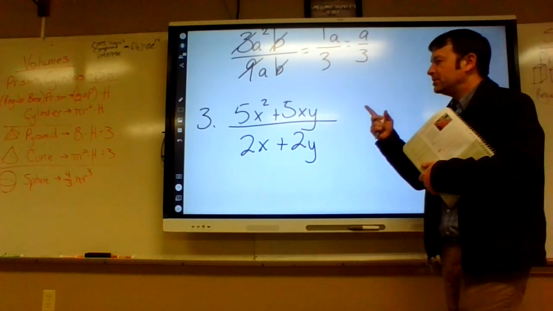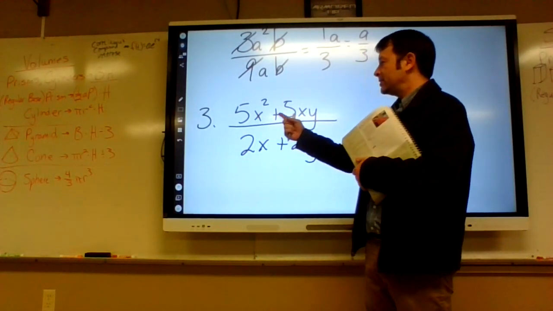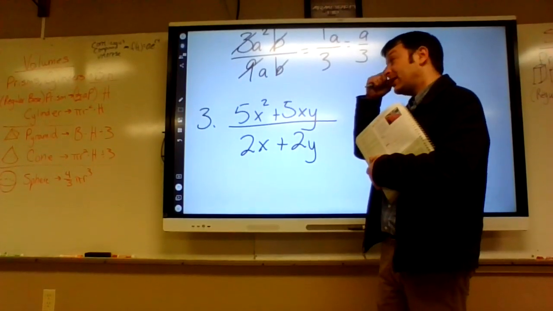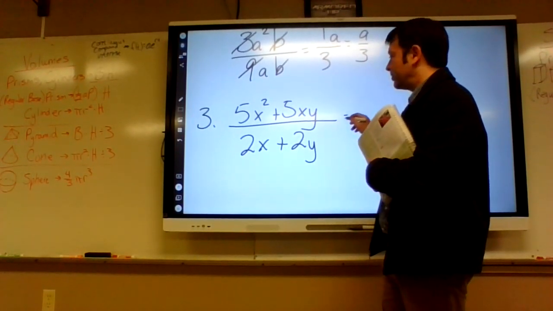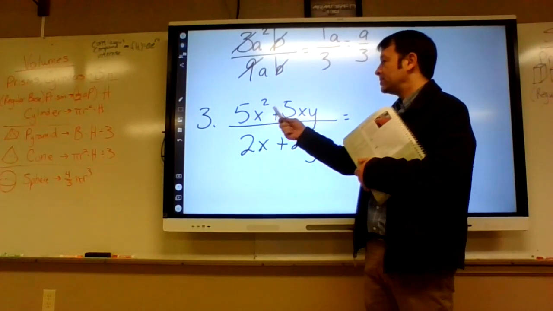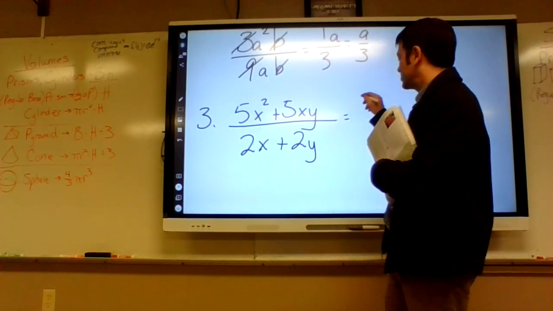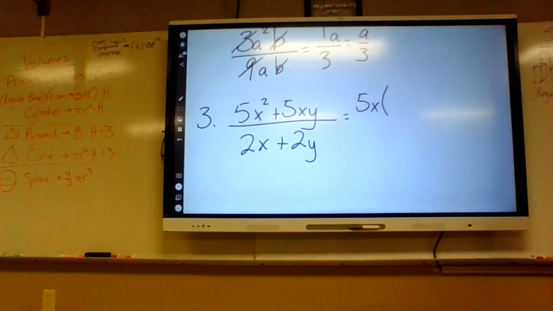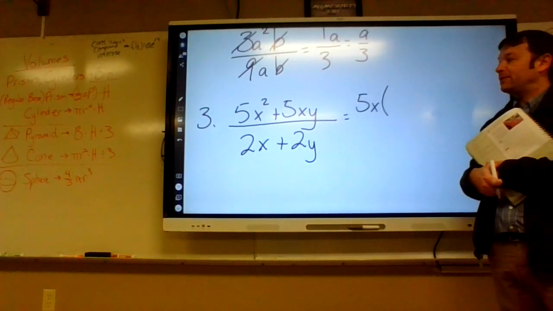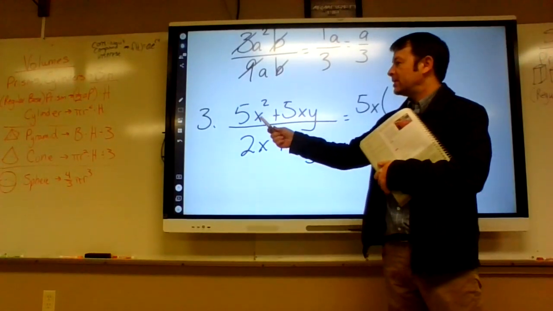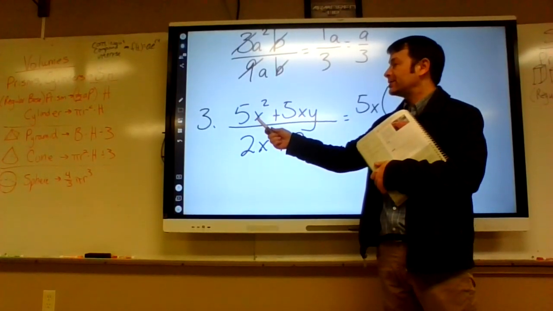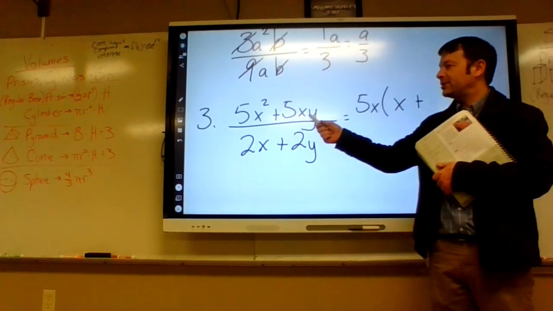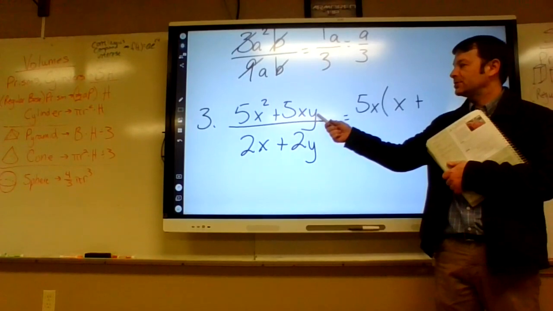Can I do 3-term factoring on this? No, it's only 2 terms. Can I take anything out? Yeah. What can I take out on just the top? What goes into both of these? 5 and x. So what you do is you put 5x in front, and then in parentheses you put what's left if I divide both of those by 5x. What's left in the first term if I divide by 5x? X. Plus, what's left in the second term if I divide it by 5x? Y.